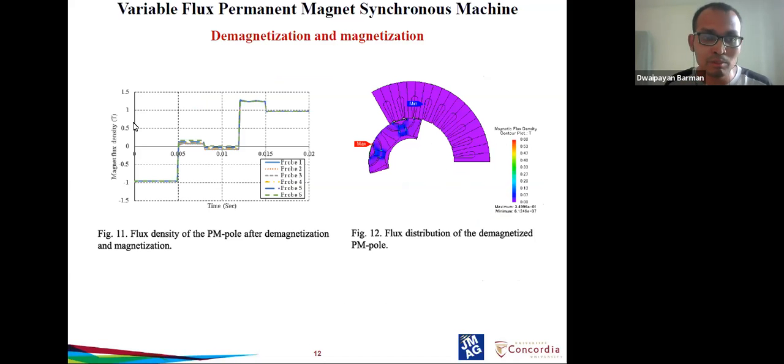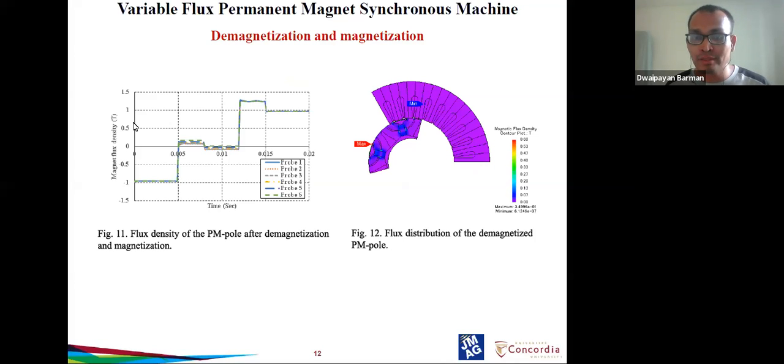So after the demagnetization and magnetization operation, we can see that after 0.005 second, in figure 11, basically, the magnetic flux density goes to 0, and after 0.015 second, after removing the magnetizing current pulse, the magnetic flux density again goes to 1 Tesla. So we can conclude that the permanent alnico-9 magnet can be demagnetized with a current pulse and magnetized again with another current pulse.